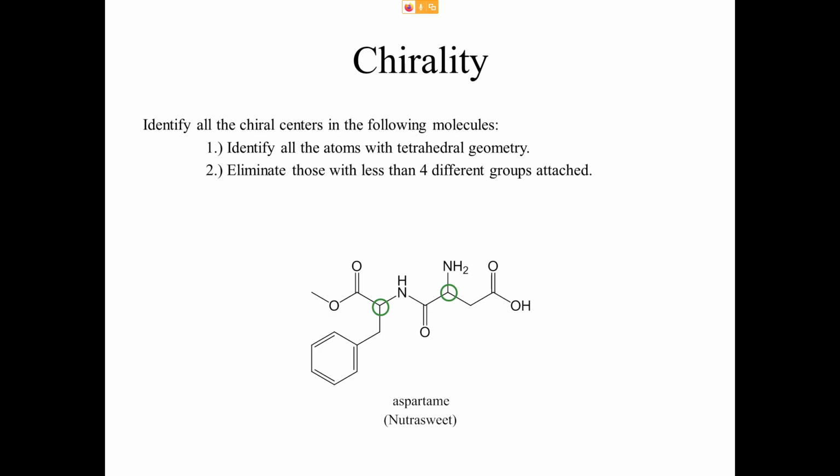I know it's a silly question, but there are 2 ways to get to 4. Would it be 2 squared? It's 2 times 2, exactly. It's not 2 plus 2. That's incorrect. It's 2 times 2, or 2 squared. So it's 2 raised to the power of the number of chiral centers you have.